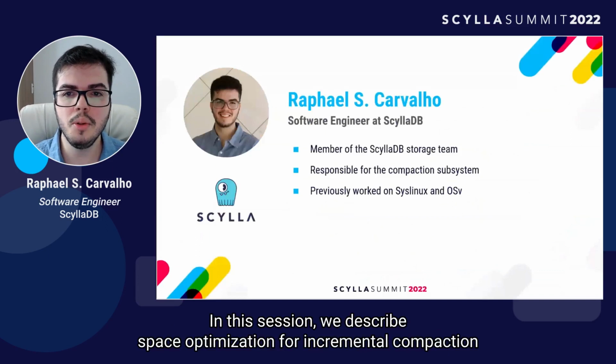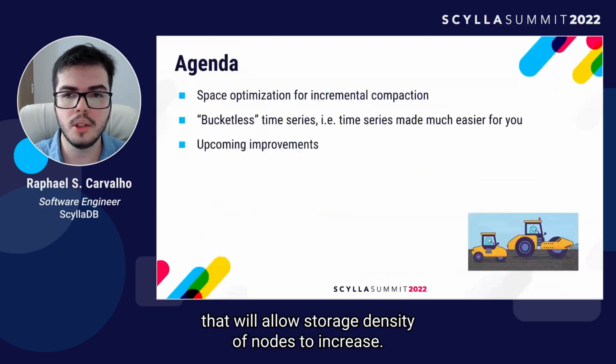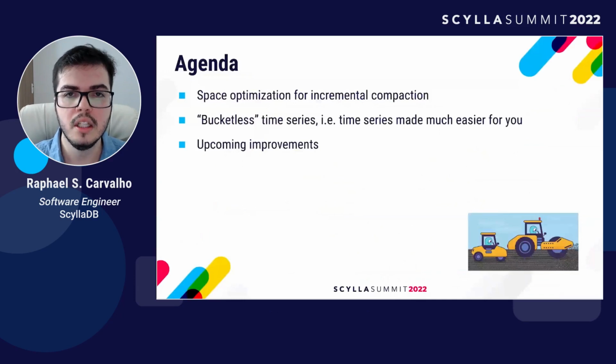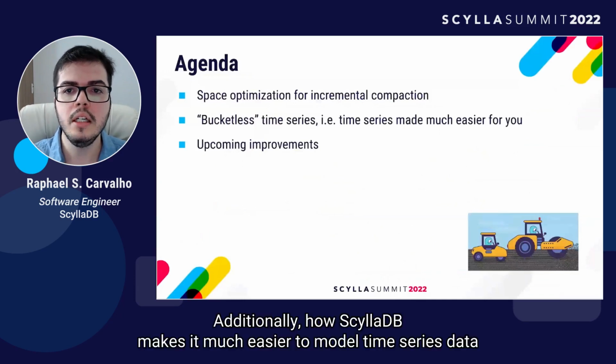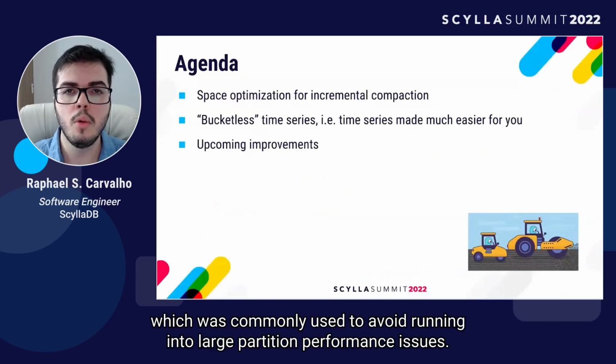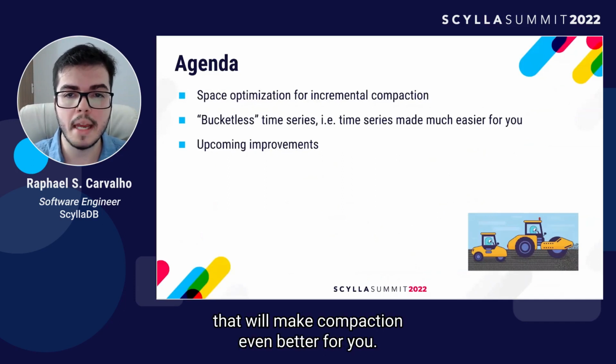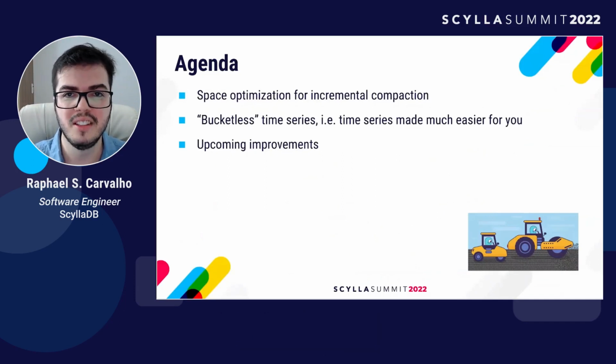In this session, we'll describe space optimization for incremental compaction that will allow storage density of nodes to increase. Additionally, how Scylla makes it much easier to model time series data without having to rely on old techniques like data bucketing, which is commonly used to avoid running into large partition performance issues. Last but not least, we'll talk about upcoming improvements that will make compaction even better for you.